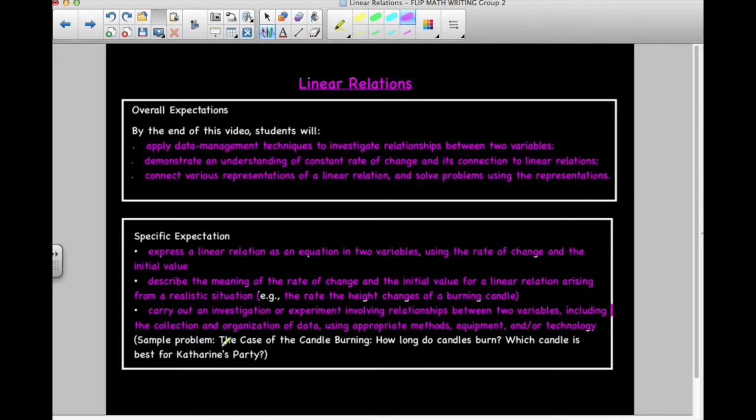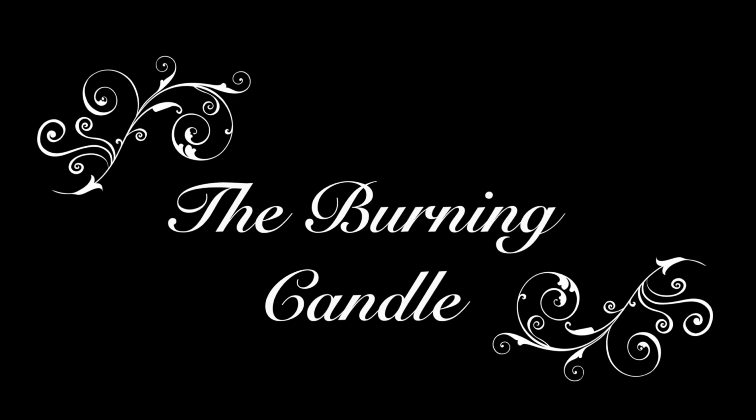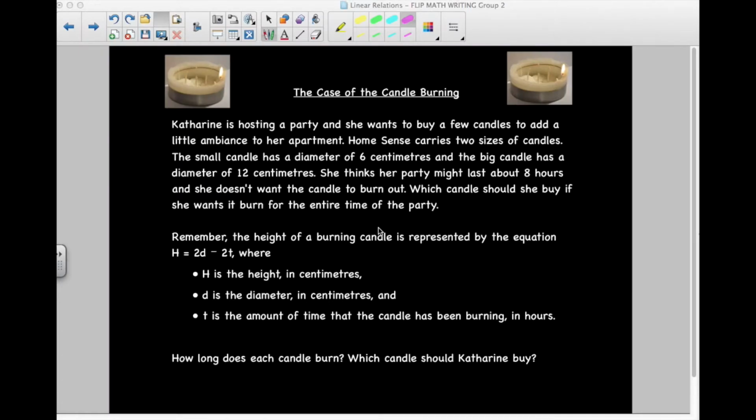So our sample problem here, we're continuing with the case of the candle burning, and we're going to continue to investigate how long candles burn. Through our investigation, we'll come to discover which candle is the best for Catherine's party. So let's read the problem once and we'll read it again to highlight some of the important information.